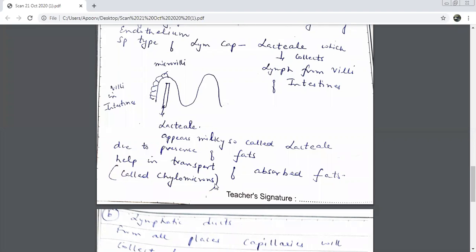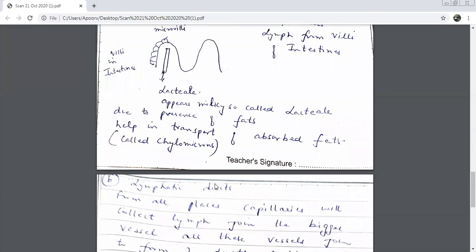So all the capillaries will combine together to form what? Ducts. How many total ducts are there in the human body? 2. All the capillaries on the right side will collect all the lymph and give it to which duct? Right duct. Similarly, all the capillaries from the left part of the body will collect the lymph and give it to which duct? Left duct. That means how many ducts? 2.